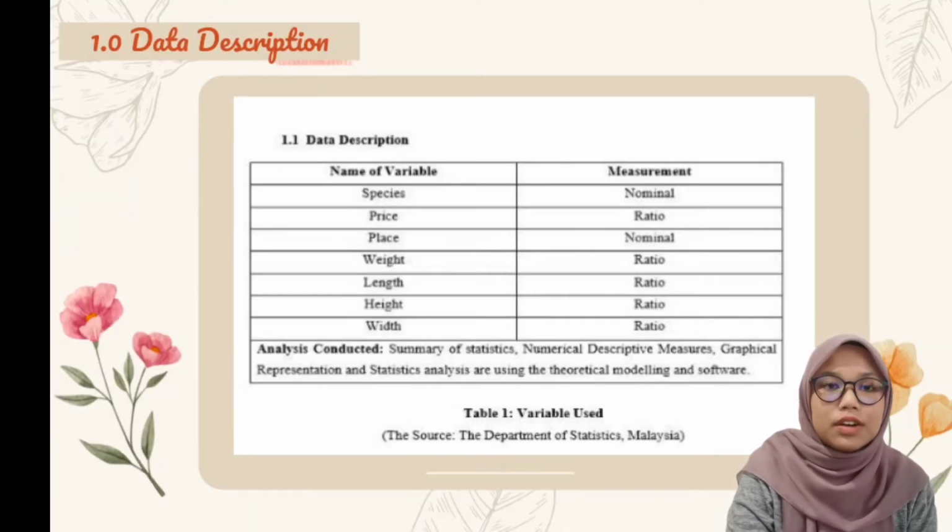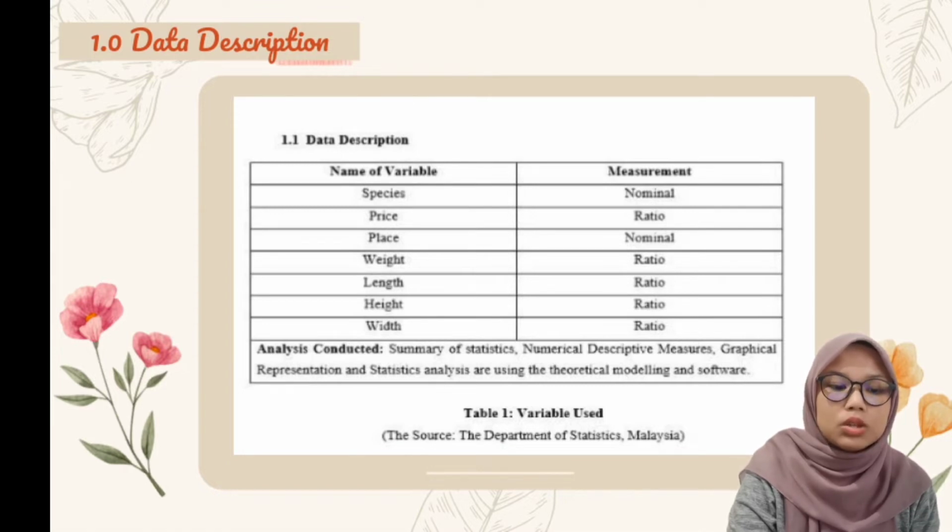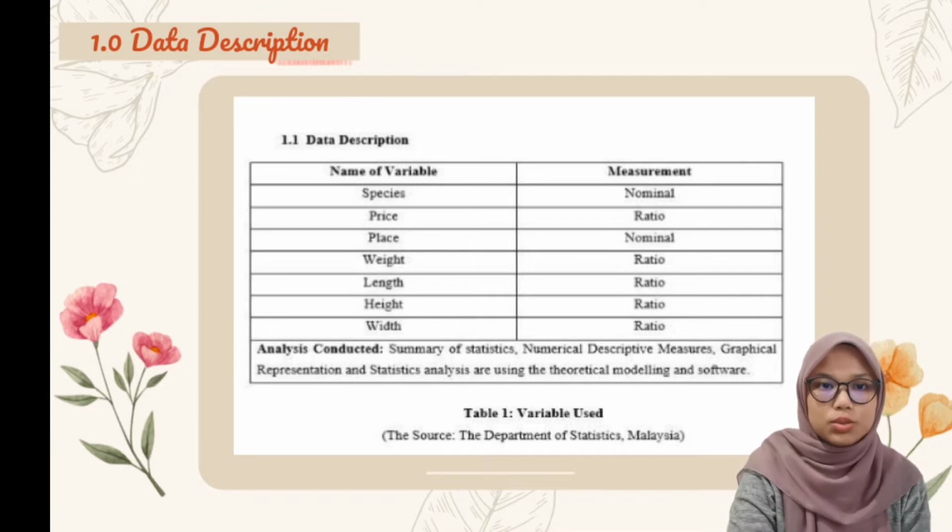Data description. This is a table of the variables used. This table shows the measurement methods used to determine the variables. From the 7 variables, only 2 measurement methods are used. First, nominal, and second, ratio.